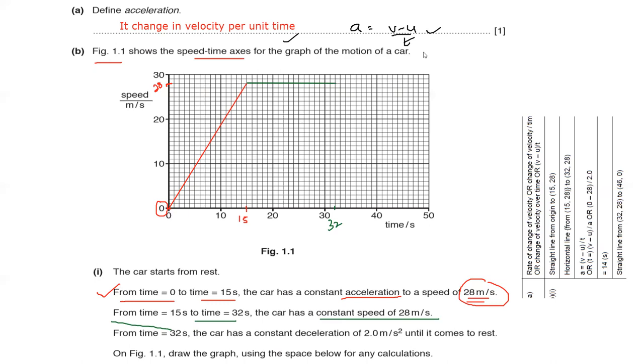Then the third part: from time 32 seconds, the car has a constant deceleration of 2 meter per second square until it comes to rest, until it stops. We have to complete that. Basically, when something is decelerating and stops, we'll draw a line like this.